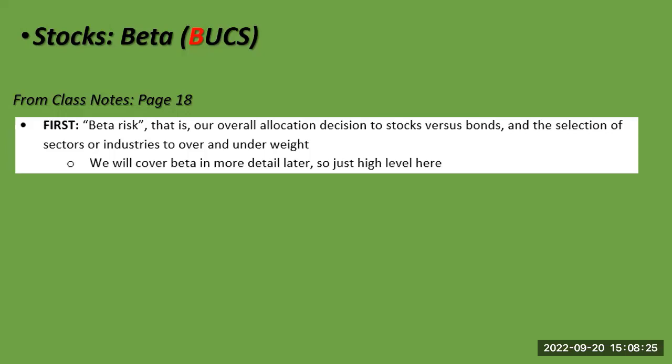Remember, the S under bonds is structure. The S under stocks is style. Okay, don't get those mixed up. There is no style under bonds. We don't have growth bonds and value bonds. We have growth stocks and value stocks. All right, so we'll start with beta.